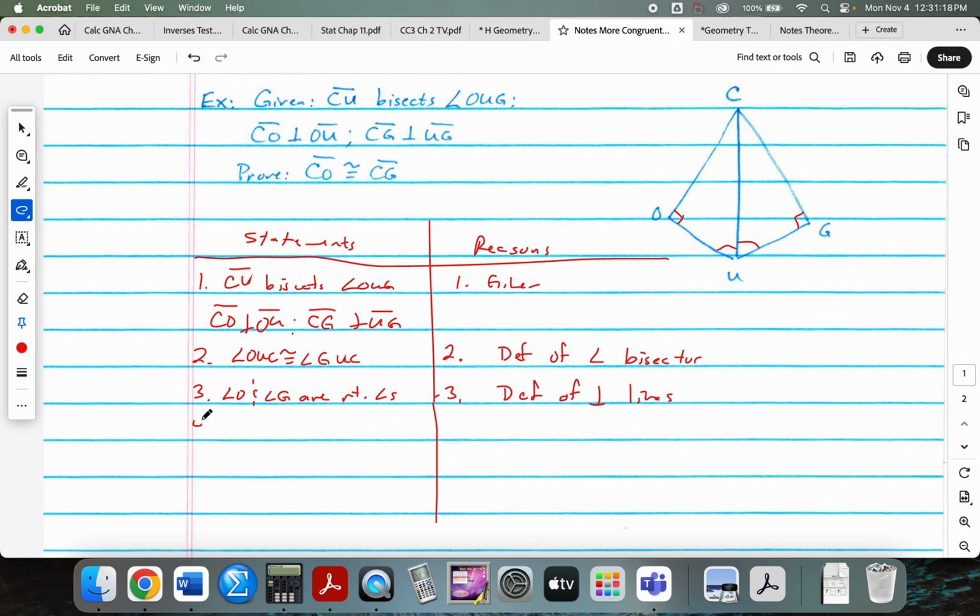So we'll go ahead and say that those two angles are congruent. If you're not sure, you can delay that. You can say it later. So this is all right angles are congruent. Now we can do what Lexi was talking about. Go ahead and say that CU is congruent to CU by the reflexive property.